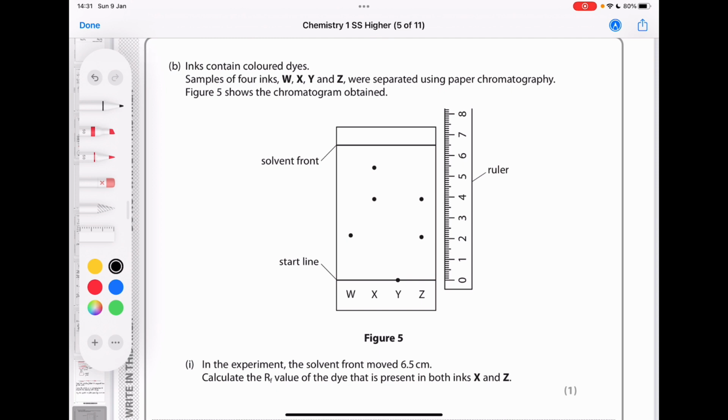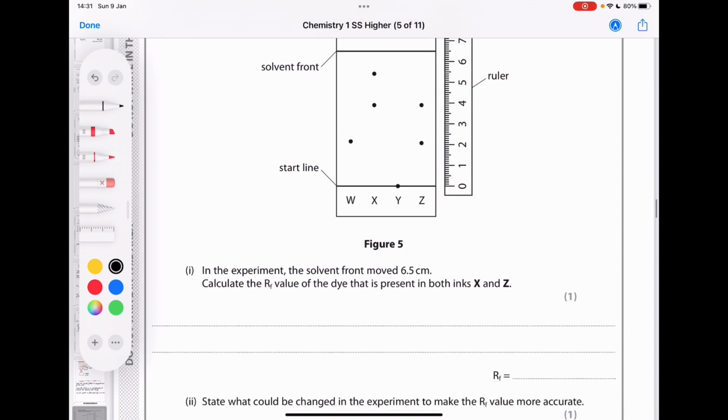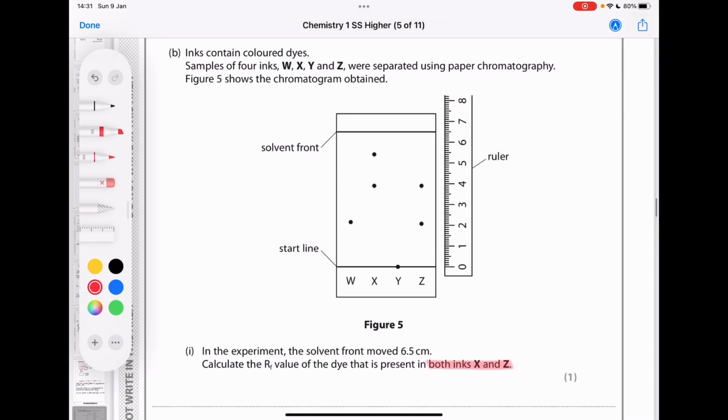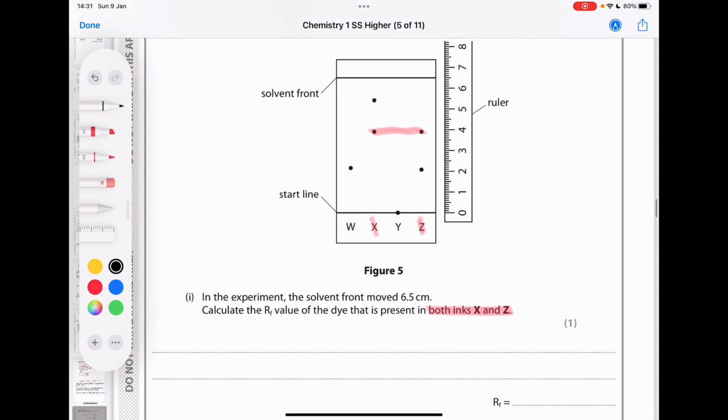For question B, this is again about topic 3 and this is about chromatography. For part 1, you are asked to calculate the RF value of the dye that is present in both inks X and Z. So I would look at inks X and Z on the chromatogram. Ink X is here and ink Z is here. The only dye that is in both of these is this dye here. So I would calculate the RF of that dye.